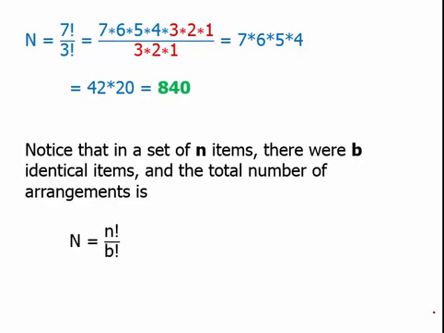Notice that in a set of n items, if there are b identical items, then the total number of arrangements is n factorial divided by b factorial. That's a really important formula.